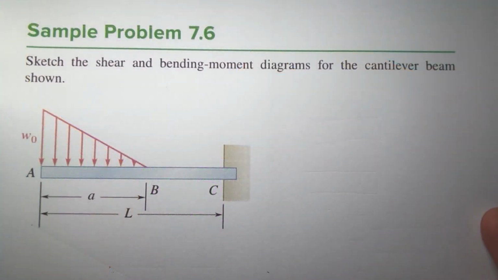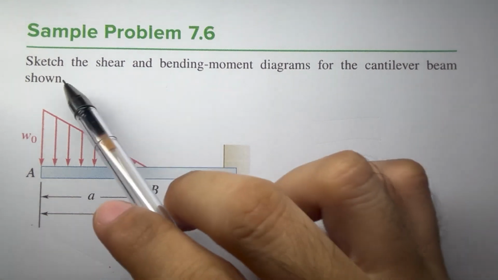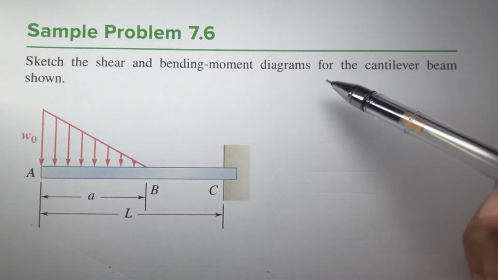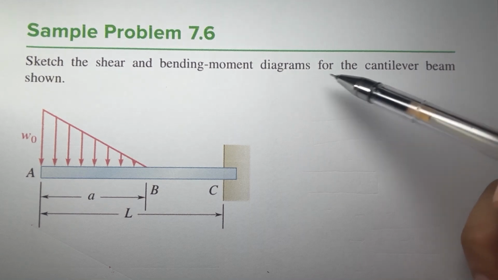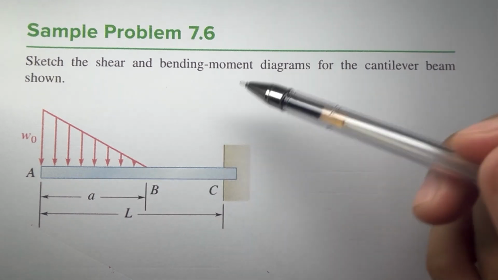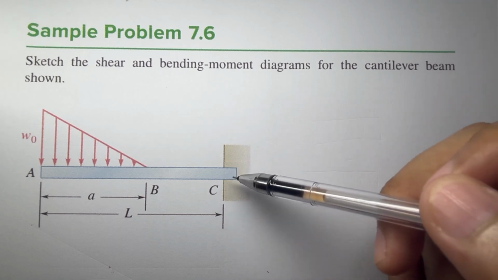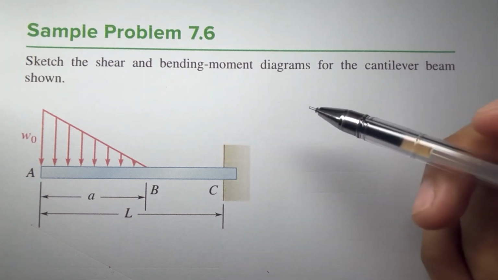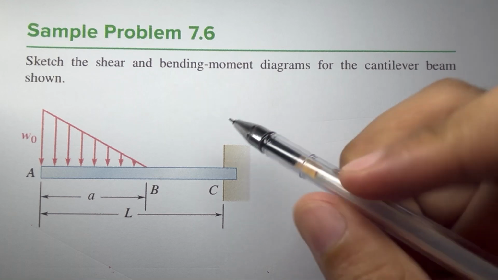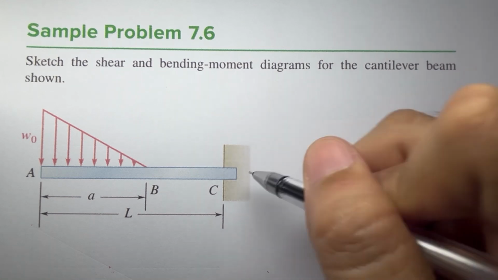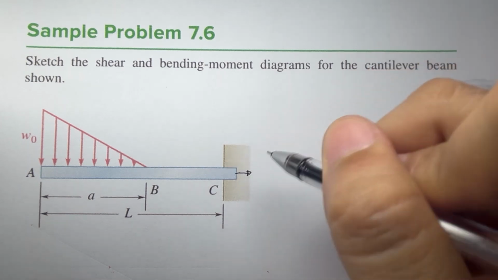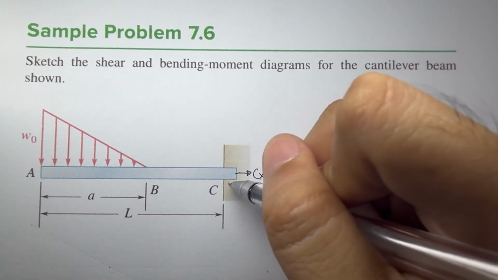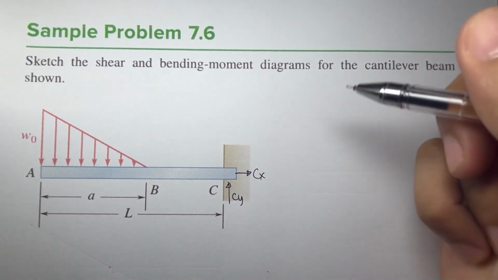Okay, let's have sample problem 7.6. What we're asked here is to sketch the shear and the bending moment diagrams for the cantilever beam shown. In this problem, we have a cantilever beam wherein one end here is fixed. If we have one end fixed here, we have three reactions. For point C, we have a reaction at C, Cx, and we have Cy.